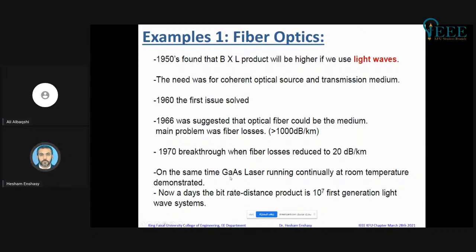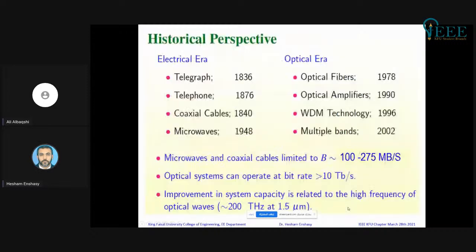At the same time, gallium arsenide lasers running continuously at room temperature were demonstrated. So now the two needs for optical communication, the coherent optical source and the transmission medium, were available in the 70s. So optical communication started from the 70s until now. Nowadays, we reach a bit rate distance product up to 10 to the power 7, which is basically talking about 10 giga systems, a very high speed optical communication. So this is just a historical perspective.